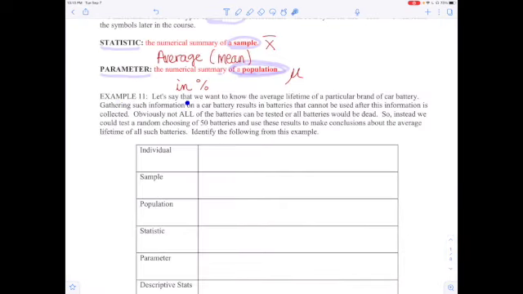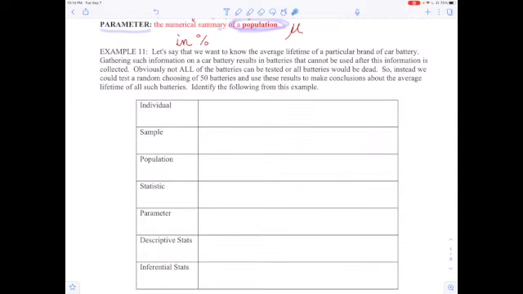Example 11. Let's say that we want to know the average lifetime of a particular brand of car battery. Gathering such information on a car battery results in batteries that cannot be used after this information is collected. Obviously, not all of the batteries can be tested, or all batteries will be dead. So instead, we could test a random choosing of 50 batteries and use these results to make conclusions about the average lifetime of all such batteries. Identify the following from the example. I'm gonna pause this and write things down, and you guys go ahead, give it a try and see if you can find the different information.